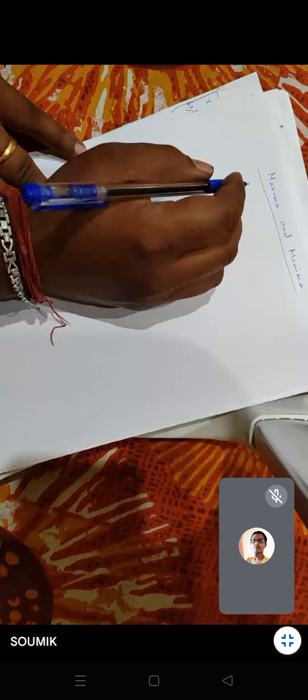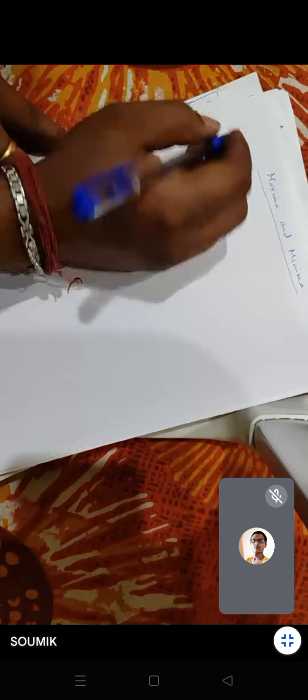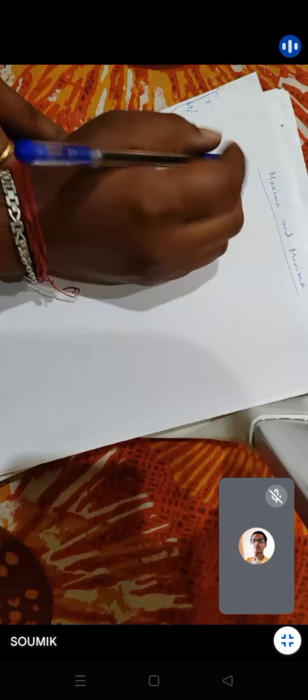Visible হচ্ছে? এই লাইটে ভিজিবল হচ্ছে কি?